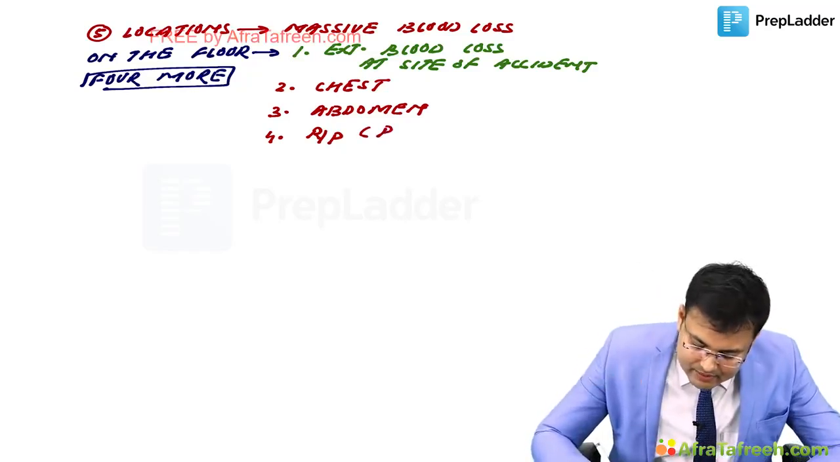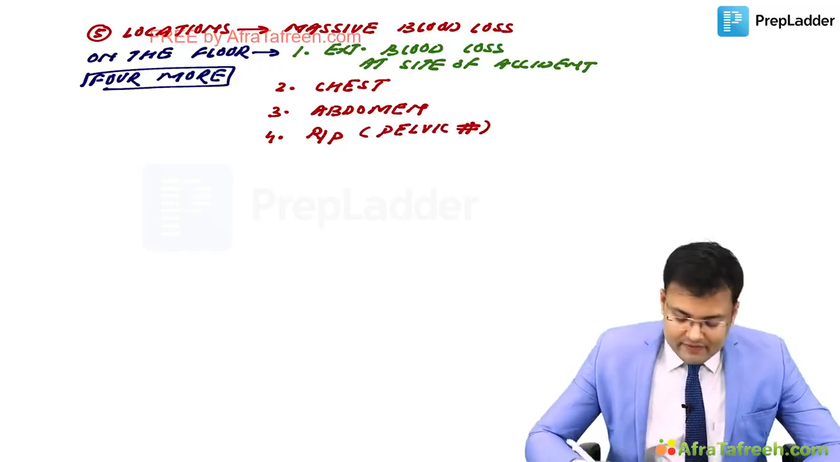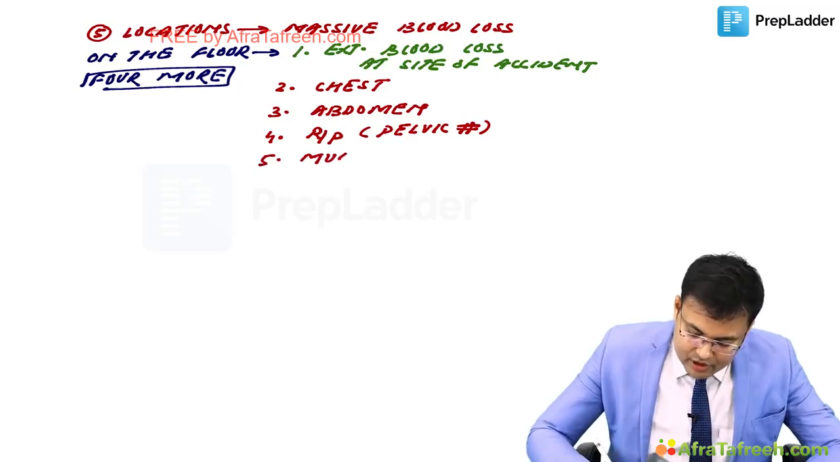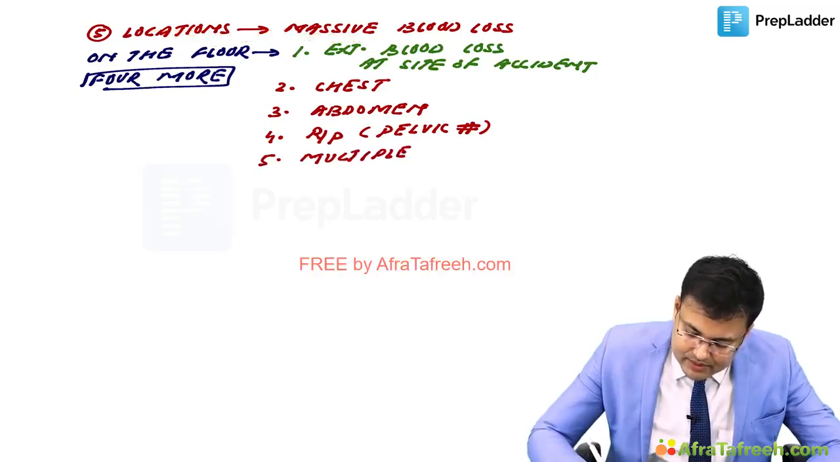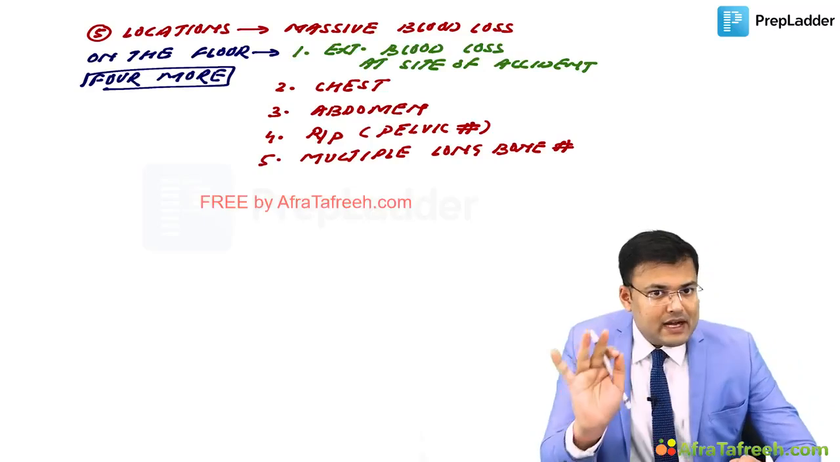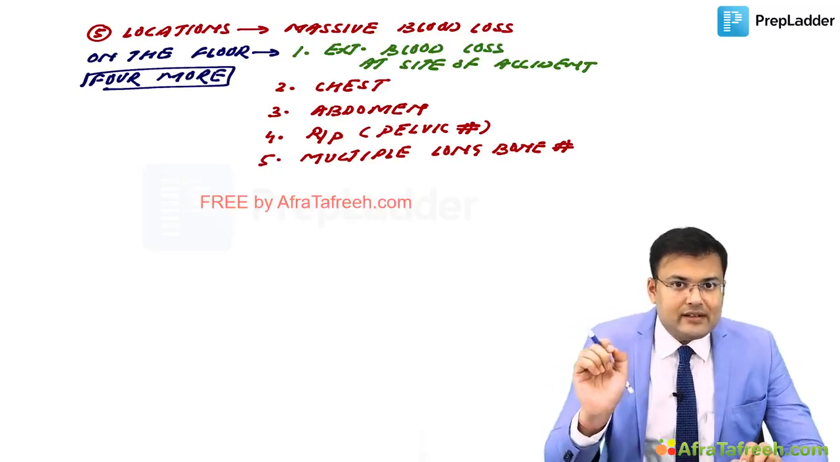It is mainly because of pelvic fracture. And fifth, multiple long bone fractures. Right? So these are the 5 sites where massive blood loss can occur.